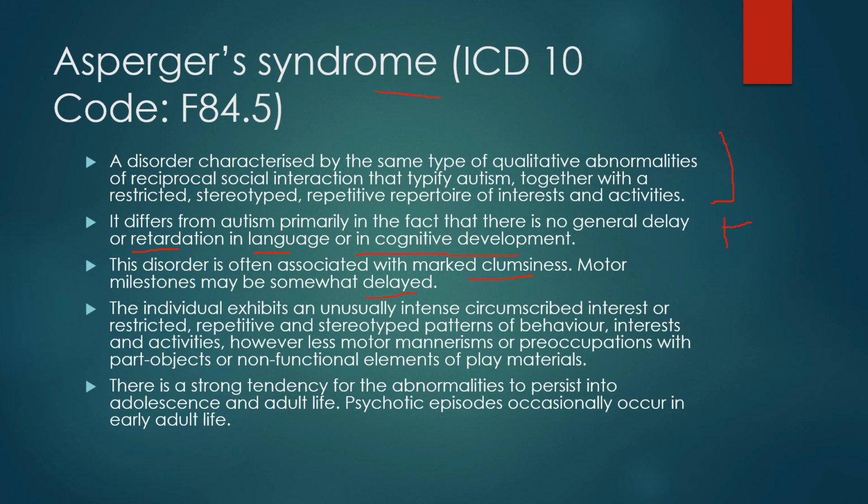The individual exhibits an unusually intense circumscribed interest or restricted, repetitive, and stereotyped patterns of behavior, interests, and activities. However, there are fewer motor mannerisms or preoccupations with part objects or non-functional elements of play materials. There is a strong tendency for the abnormalities to persist into adolescence and adult life. Psychotic episodes occasionally occur in early adult life.